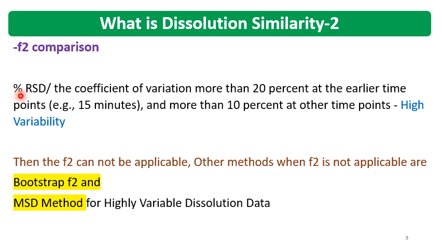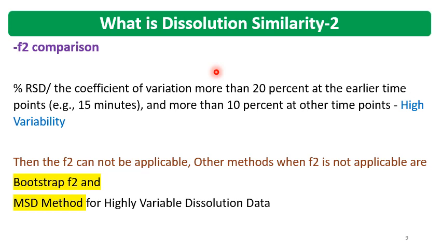Now if the percent RSD is more than 20% at the earlier time point like 15 minutes, and more than 10% at the other time points, then it will go into a category of high variability type of formulation. And if the product is showing high variability, then the applicant cannot use the F2 similarity factor comparison or the dissolution similarity justification based on the F2 calculation.